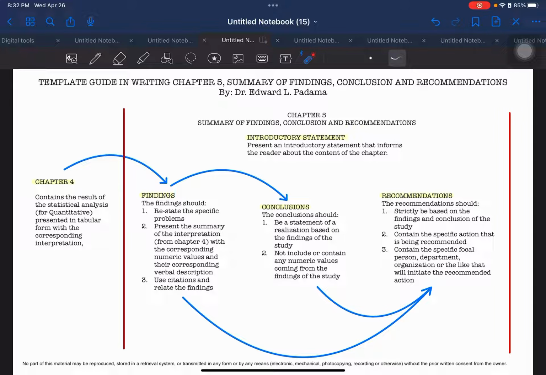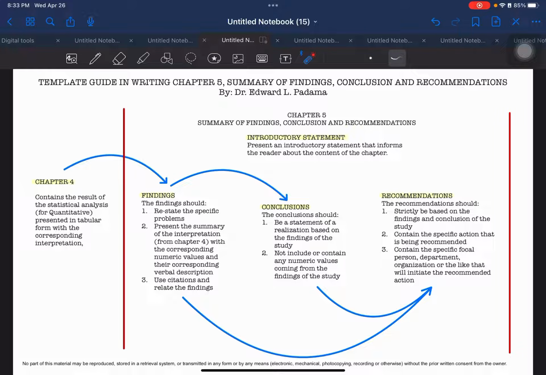Before we proceed, again, let me remind everyone who is listening and watching this particular video discussion that we will be using Tagalog and English throughout the discussion of this topic. So if you are not yet familiar with how you should compose and write your chapter 5, the summary of findings, conclusions, and recommendations, this will be the perfect guide for you.